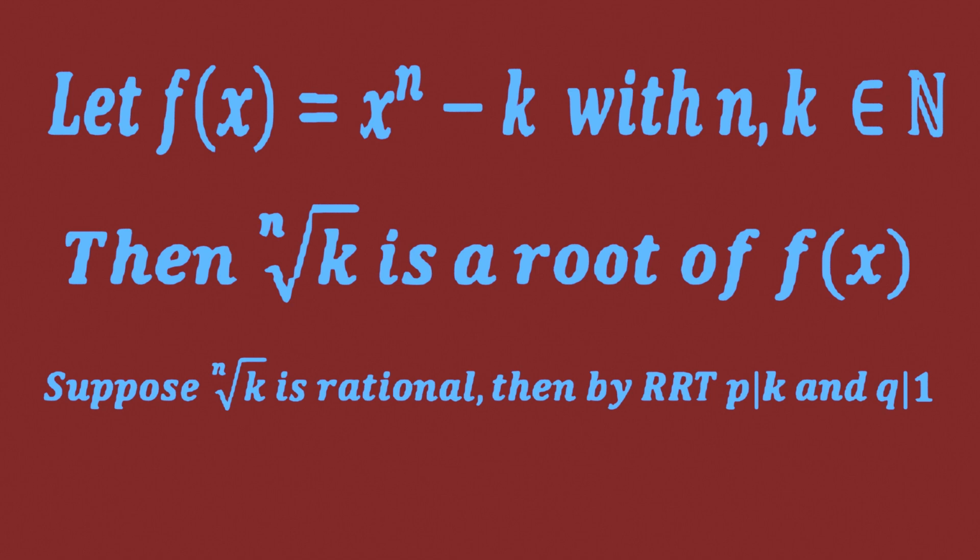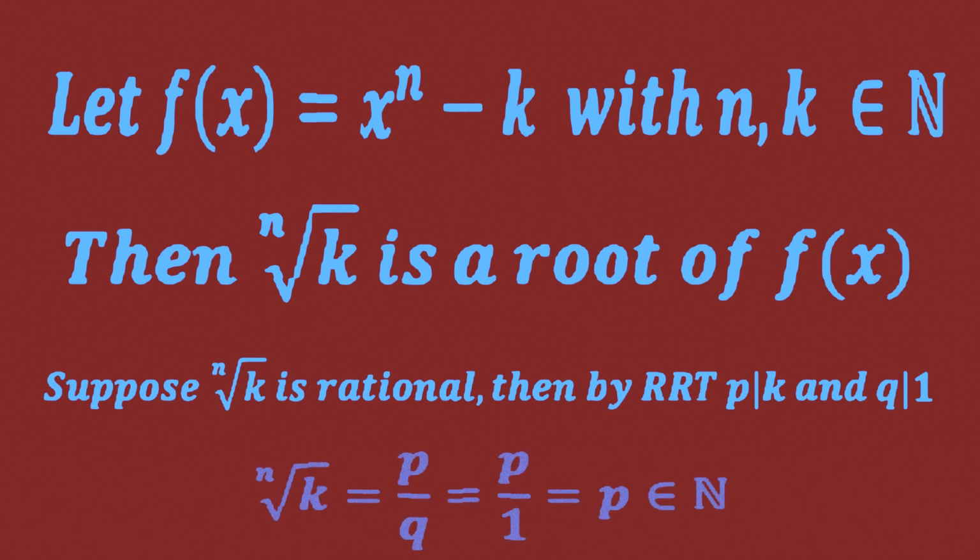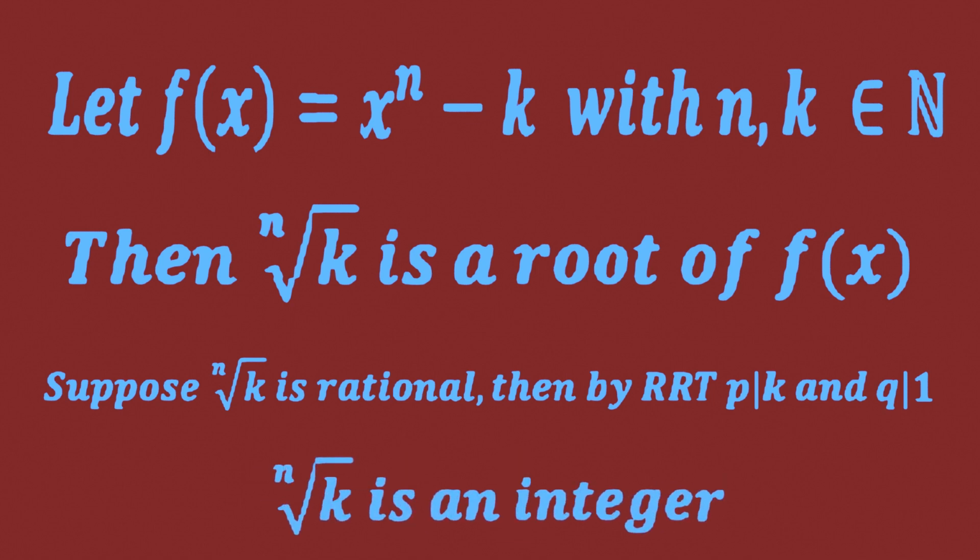That means that the nth root of k equals p over q, which equals p over 1, which equals p. This happens to be an integer. Thus, the nth root of k, in this example, is an integer. This is a fact we will use in a moment.